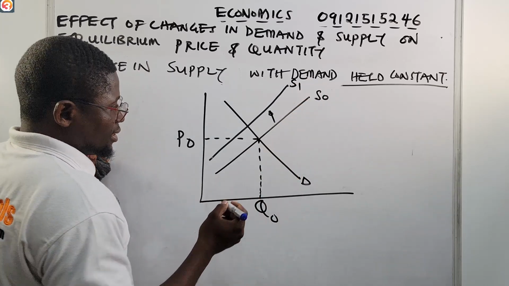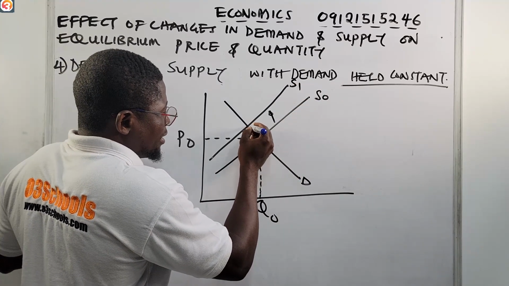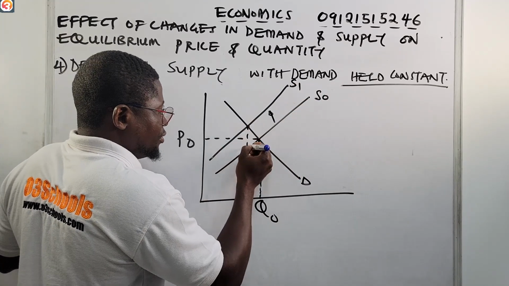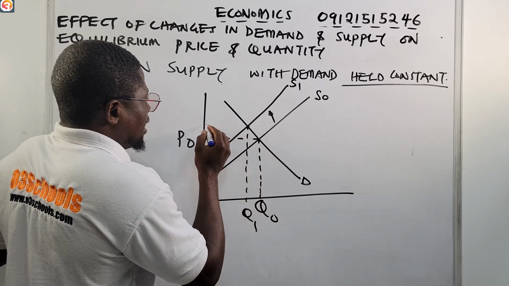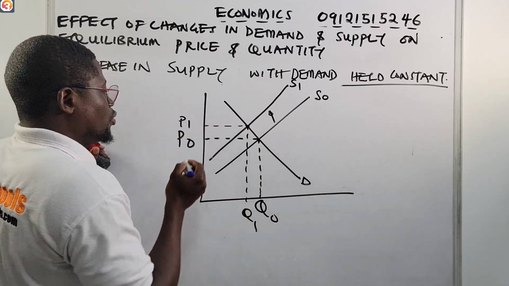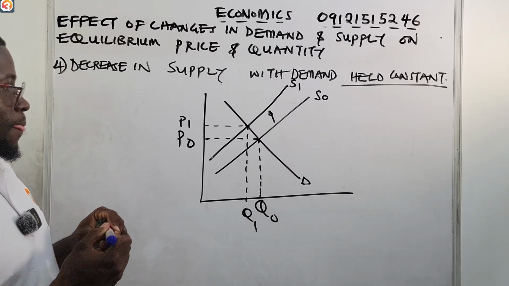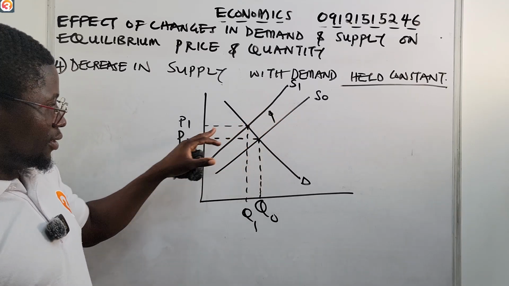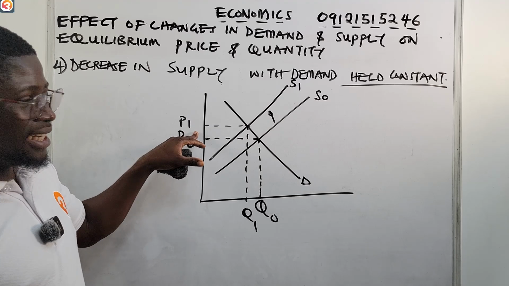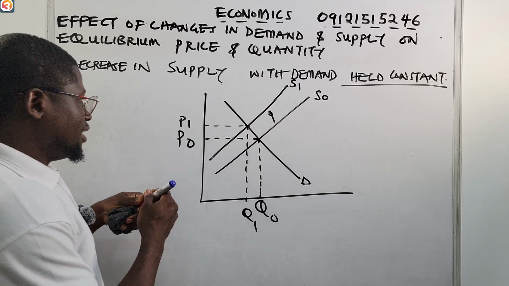We can now trace our new equilibrium position. Let's trace our new quantity. This is our Q1. Let's trace our new price. This is our P1. Let us look at the axis very well. As the supply curve shifts from S0 to S1, what do you discover? Did the price increase or decrease? The price increases.